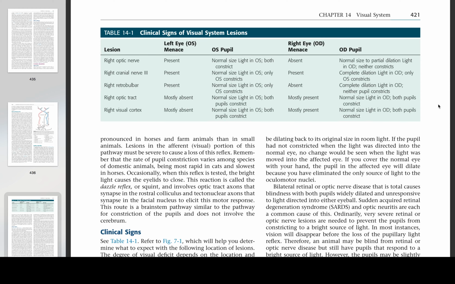However, as the light swings back to the affected eye, that pupil will be dilating back to its original size in room light. If the pupil had not constricted when the light was directed into the normal eye, no change would be seen when the light was moved into the affected eye. If you cover the normal eye with your hand, the pupil in the affected eye will dilate because you have eliminated the only source of light to the oculomotor nuclei.